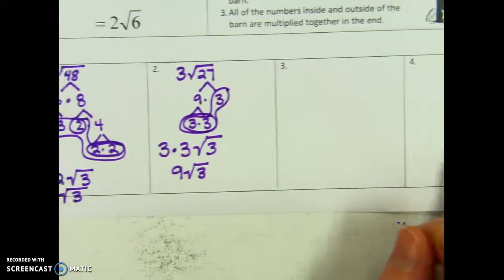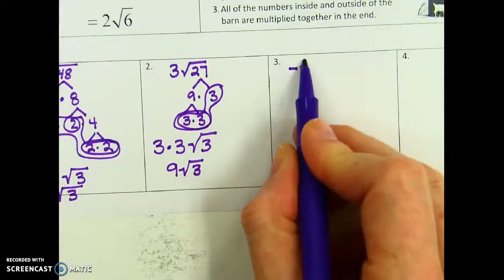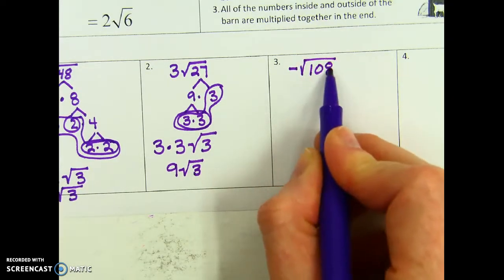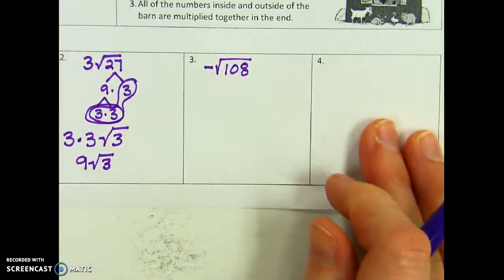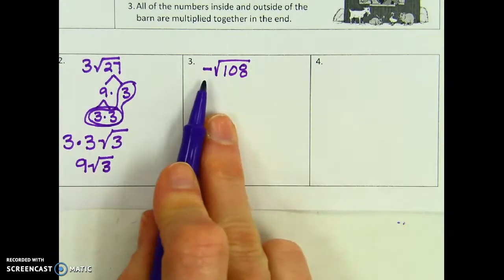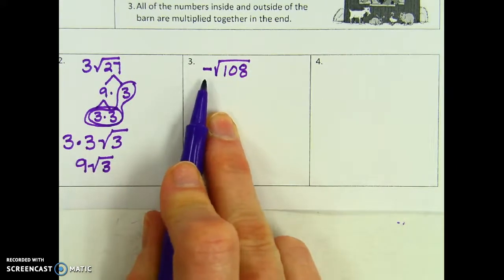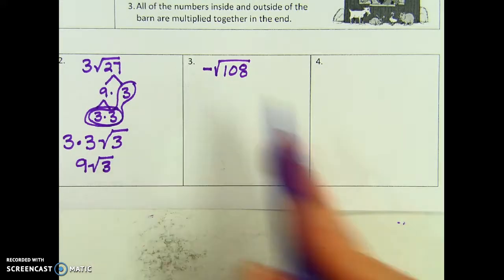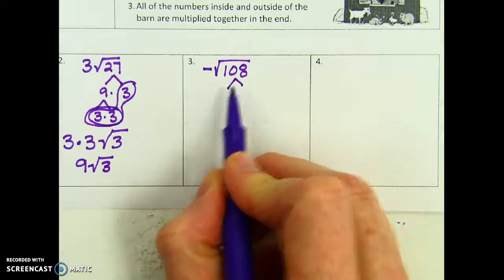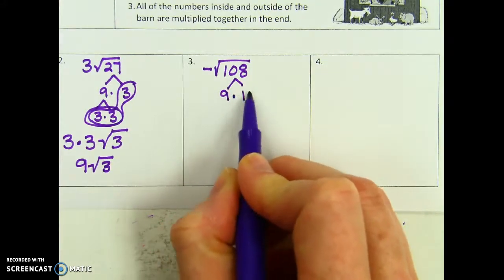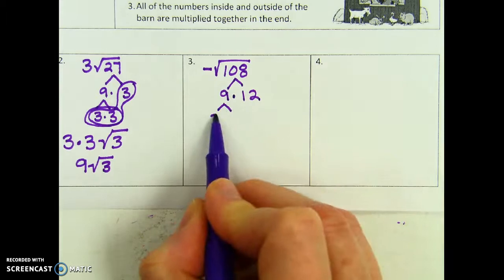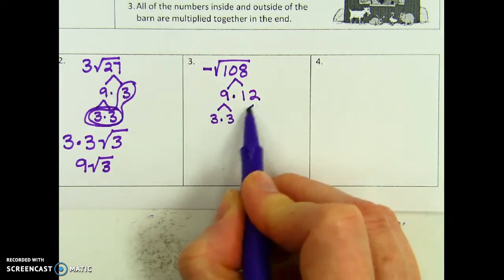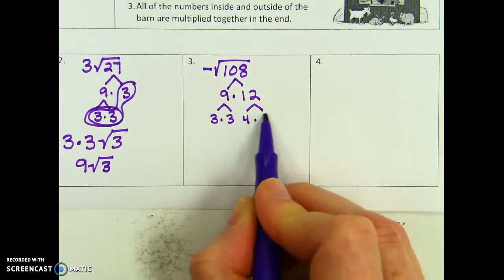Example 3, negative square root 108. Now on this one, I have a negative outside. Remember, that is just the negative square root. It cannot happen inside, but it can happen outside. So I first break down 108. I'm going to use 9 times 12. 9 breaks down 3 times 3. 12 can break down 4 times 3.